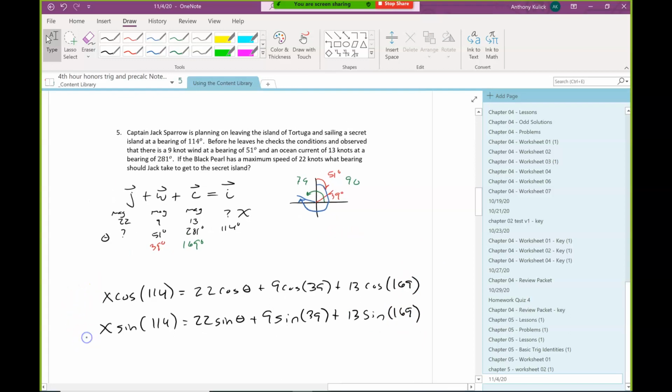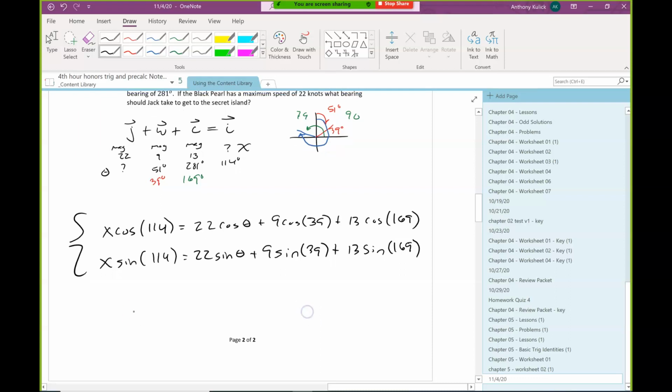This forms a system of two equations. I have two variables, two equations. I should be able to solve this system using substitution, elimination, something else, whatever. You happy there? So, seems to me, since we're looking for the bearing, I'm going to do substitution, where I'm going to solve each of these for x, and then set them equal to each other to try to get the bearing out of that. Sound good? Okay, so divide both sides by cosine 114 and sine 114, respectively, so that I can set them equal to each other.